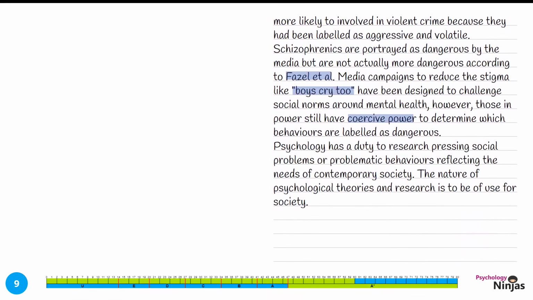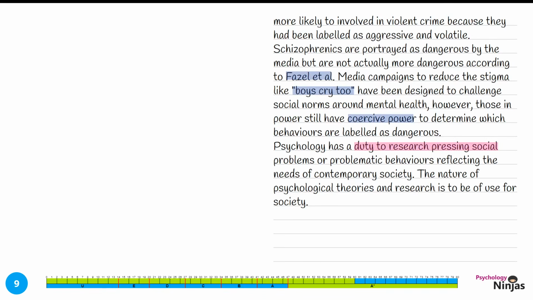Psychology has a duty to research pressing social problems or problematic behaviours reflecting the needs of contemporary society. The nature of psychological theories and research is to be of use for society. In this explanation of the use of psychological knowledge, we're saying that it's the very foundation of psychology to be useful and to understand pressing social issues. It is a primary goal for psychology in order to reflect and be useful.